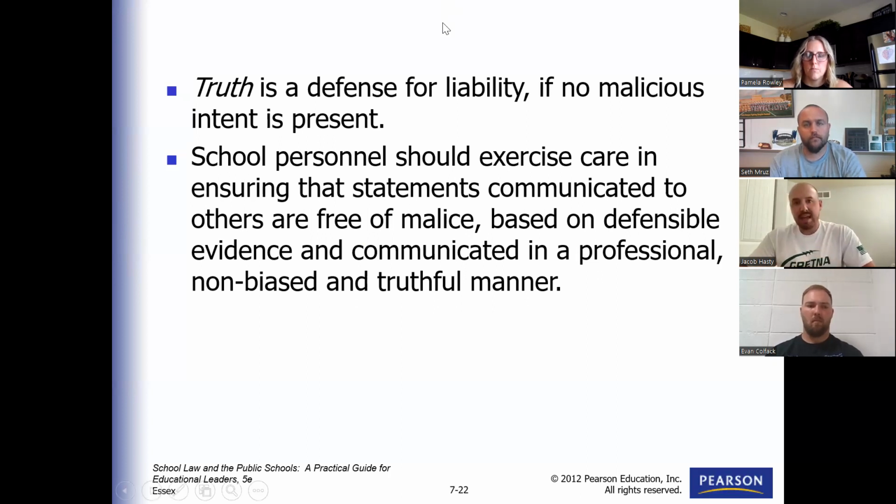So the main takeaway with malice is just determining the intent. If there's intent for defamation, then it's malicious. If there's not, and it's the truth, and there's not the intent, then that's the protection from malice.